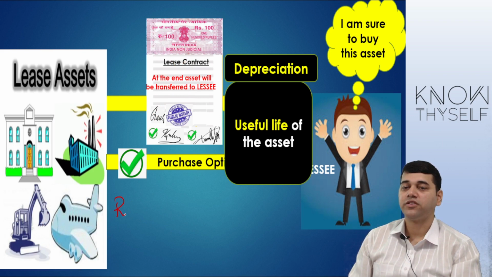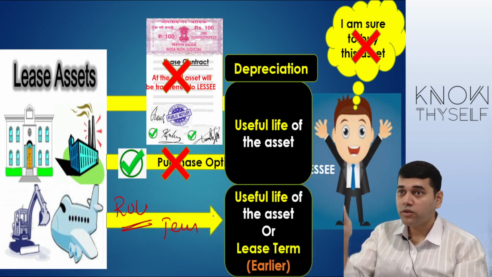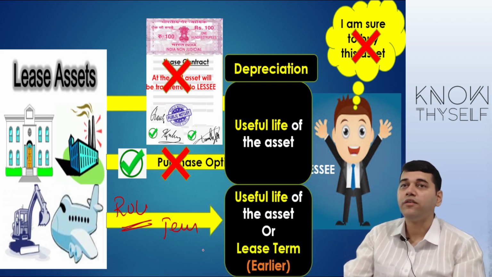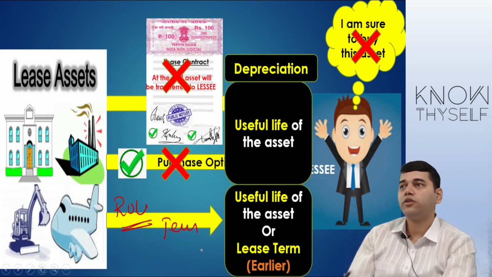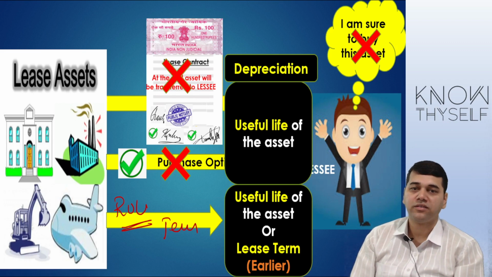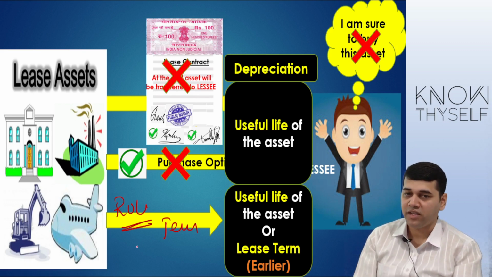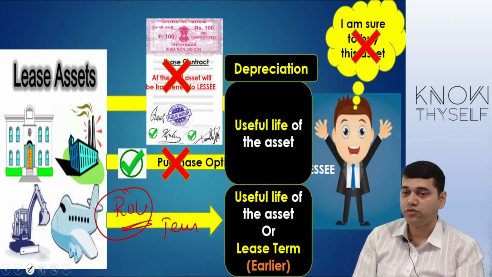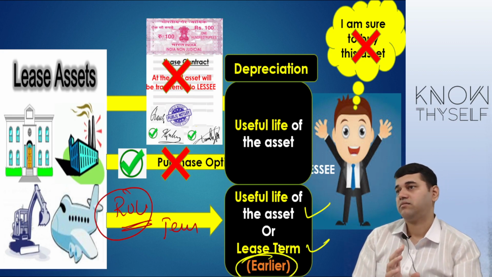What should be my depreciation of ROU asset? Then you say, sir, term. Wait. You have to look. What is the useful life of the asset? If that useful life of the asset is less than the term of the contract, obviously you have to depreciate by the life of the asset. So if this purchase option or purchase concept is not there, then the ROU asset shall be depreciated to the extent of useful life or lease term, whichever is earlier.